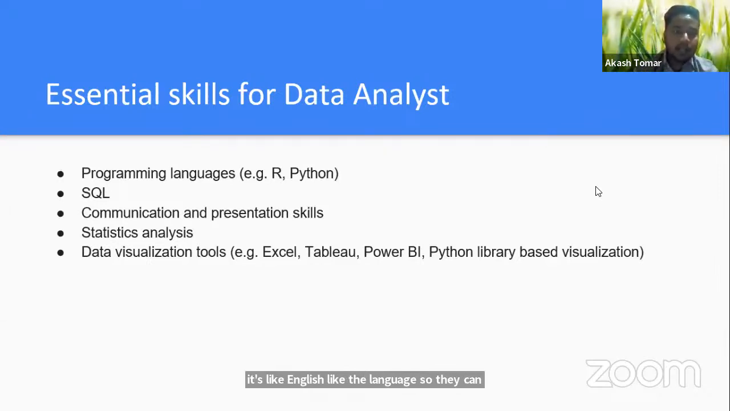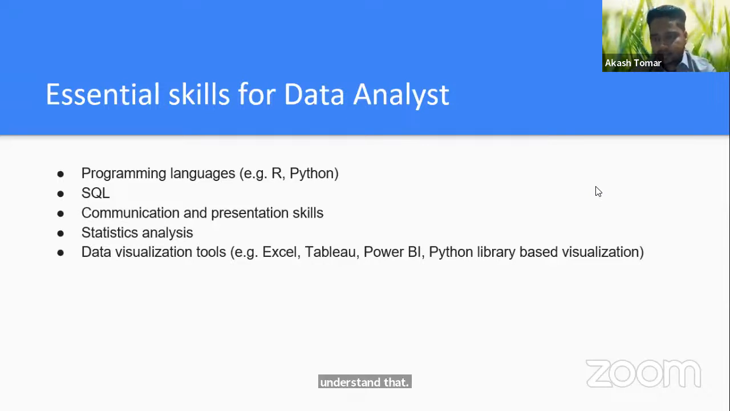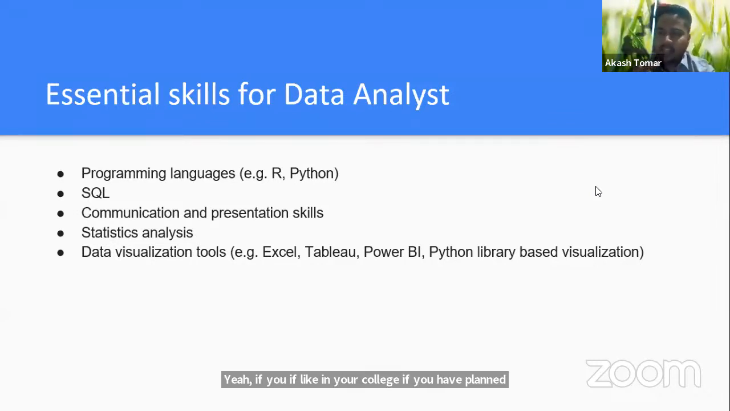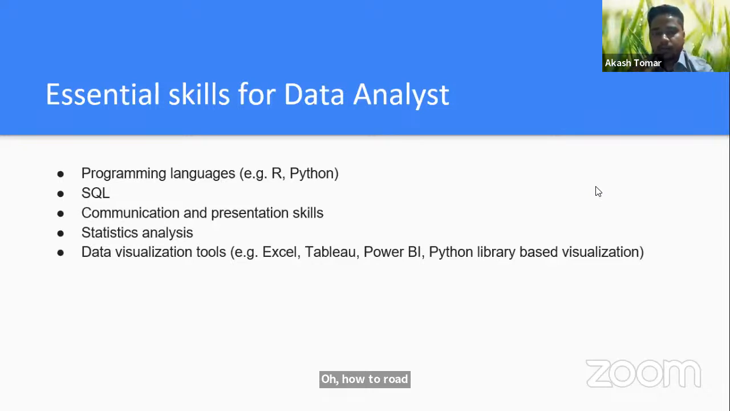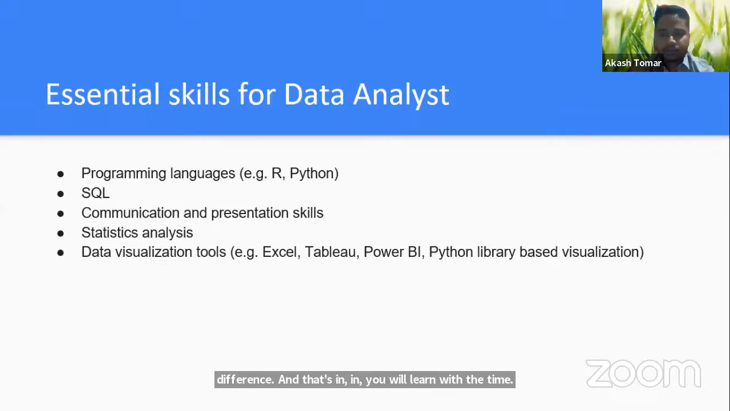Now the other skills. If you have learned C, C++ or Java in your college, that's fine, because whenever you learn a programming language, most of the concepts are the same, like inheritance, or how to write conditional statements, the if-else ladder, or loops, for loop, while loop. It's only a syntactical difference, and you will learn that with time.